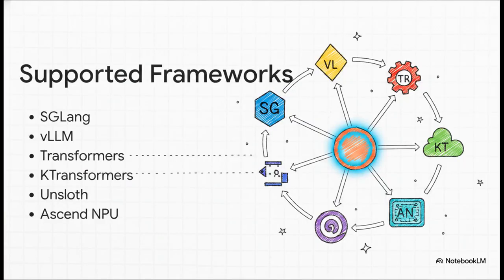Plus, ZAI has ensured deep and immediate integration with the open source ecosystem. Out of the box, GLM 5.2 supports an incredibly diverse list of popular frameworks. Whether you prefer SGLang, VLLM, the standard Hugging Face Transformers library, K-Transformers, or Unsloth for efficient deployment, GLM 5.2 is ready to go. It even supports deployment on the Ascend NPU platform. They've literally removed the friction of adopting a new model.